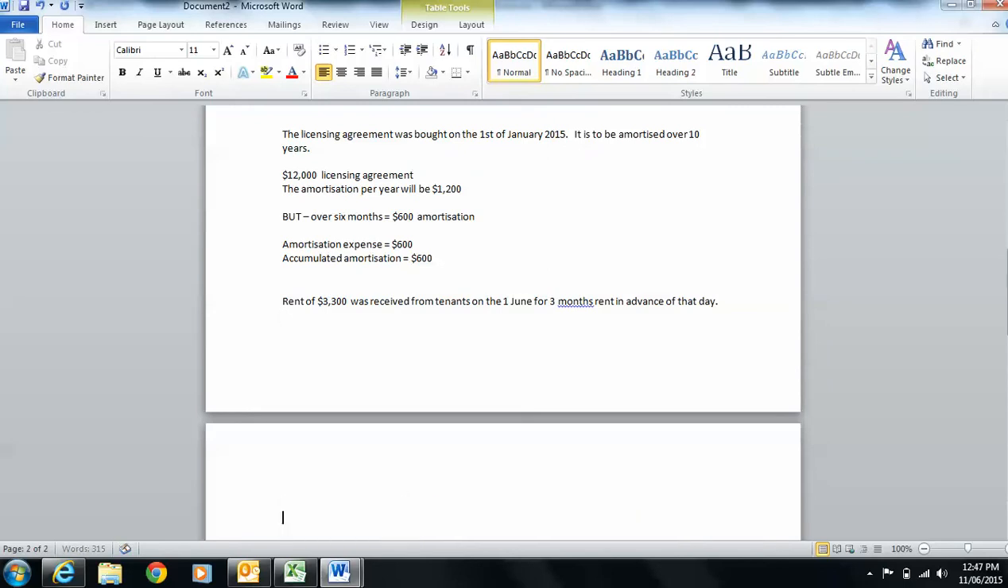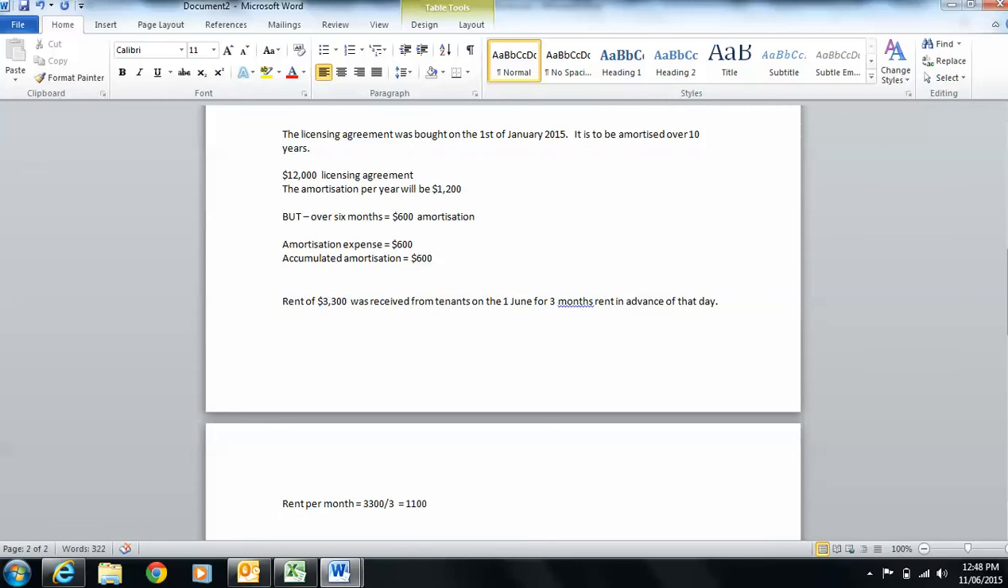Okay. The next one is rent of $3,300 received from tenants on the 1st of June for 3 months rent in advance of that day. So the rent's been collected effectively for June, July and August, but only one of those months has actually happened so far. So the first thing we might do is work out the rent per month. It's going to equal 3,300 divided by 3, which equals $1,100.